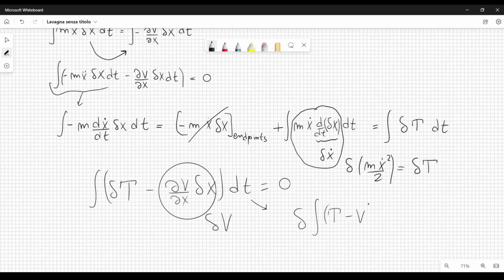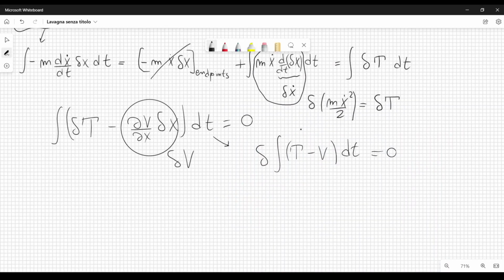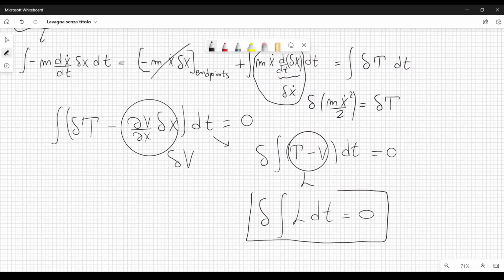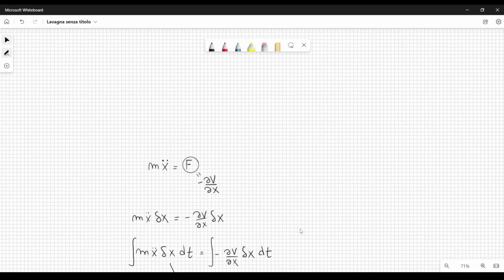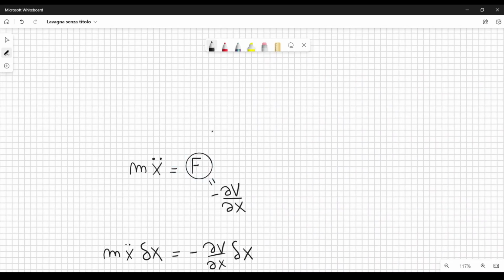So this is equal to 0, and we can rewrite this as the variation of the integral of kinetic energy minus potential energy dt equal to 0, and the kinetic energy minus the potential energy is simply defined to be the Lagrangian. So we can write this as the variation of an integral of the Lagrangian with respect to time equal to 0, and we have obtained exactly what we wanted. We wanted to obtain this variational principle starting from dynamics. This is just Newton's second law.